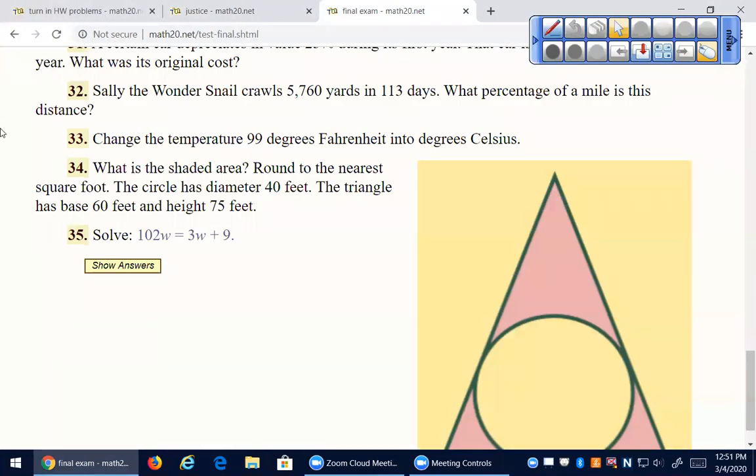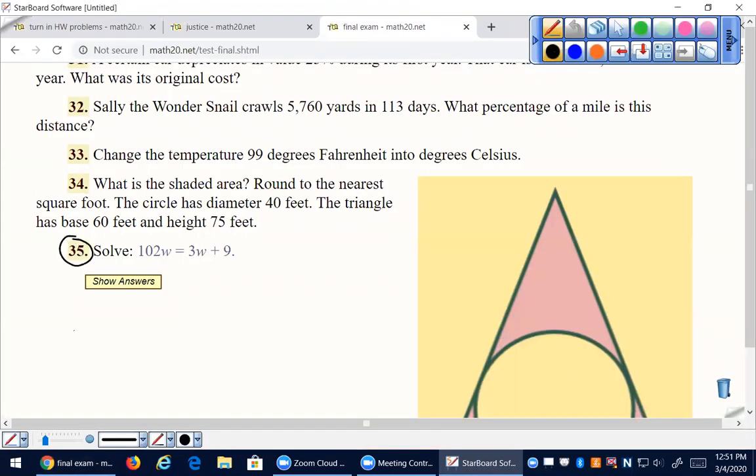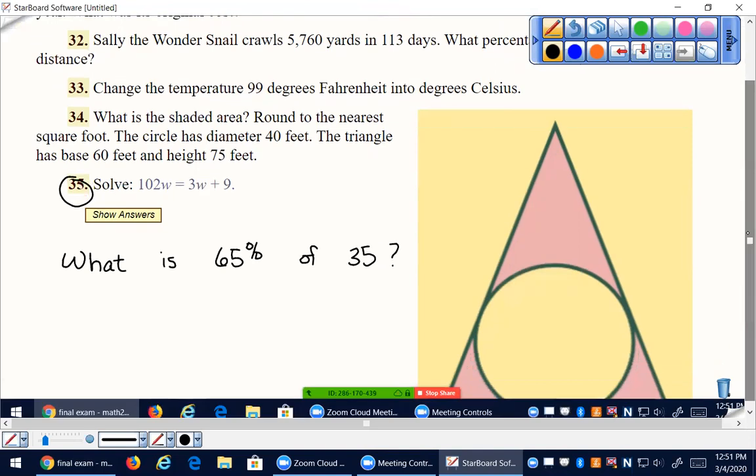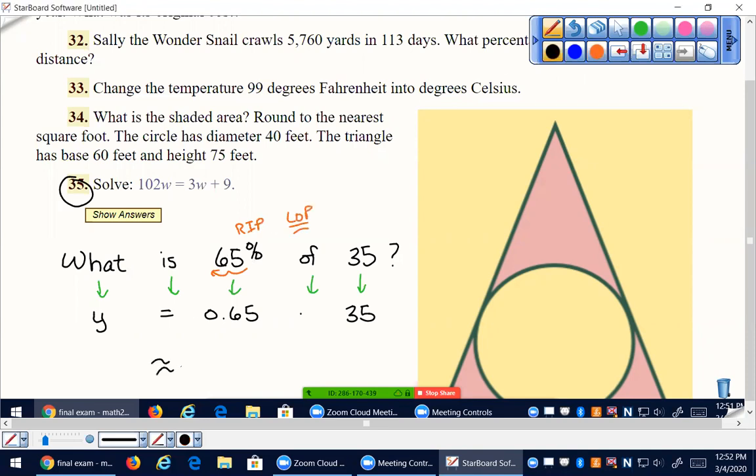So the final exam has 35 problems. So if you're trying to scrape by with passing, what is 65% of 35? We did this yesterday. How do you solve this percent sentence? So if you translate it, y equals 0.65 times 35. So it's about 23, right?